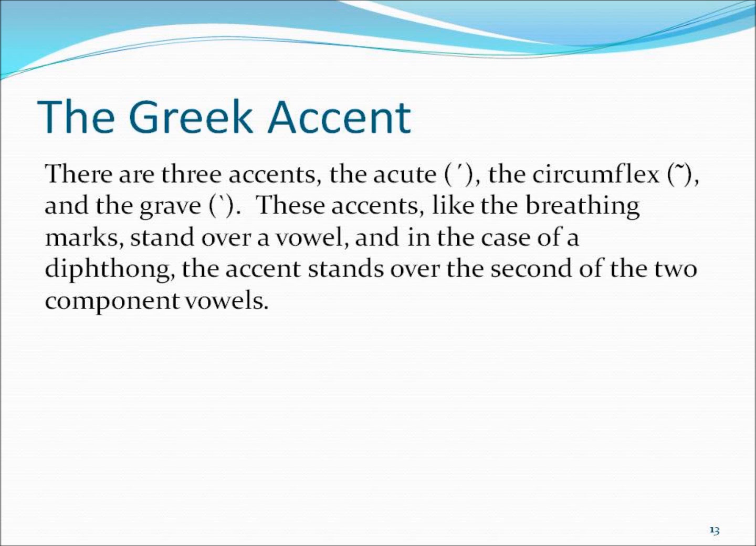But initially, it's just good to know that there are three Greek accents, the acute, the circumflex, and the grave or the grave. And these accents, like the breathing marks, stand over a vowel. And in the case of a diphthong, the accent stands over the second of the two component vowels.